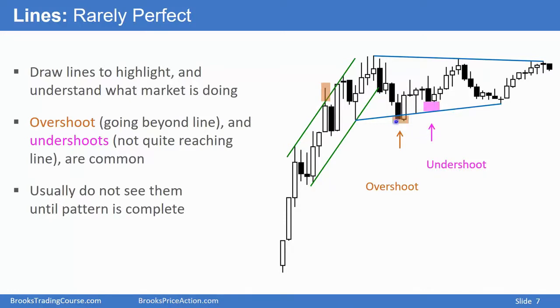Here, once you have this channel drawn this way, you see the market came down near the line and reversed up. It's an undershoot. Had I drawn the line using this low and that low, then this clearly would be an undershoot. It's still a test of the bottom of the channel, but it did not reach the bottom of the channel, just like sometimes the test will go beyond the bottom of the channel.